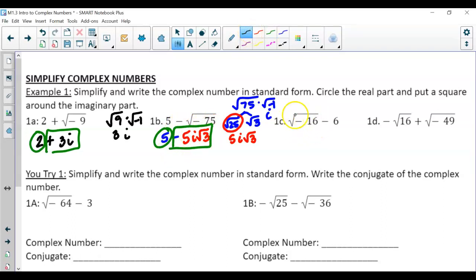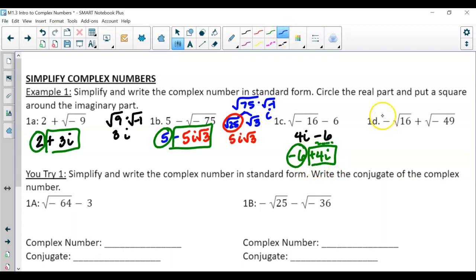Then notice here, the square root of negative 16. Again, the square root of 16 is 4, and the square root of negative 1 is i. So 4i minus 6. However, let's make sure to write this in standard form. So negative 6, keep the sign with our part, then plus 4i. So here, notice the real is negative 6 with the imaginary part of positive 4i.